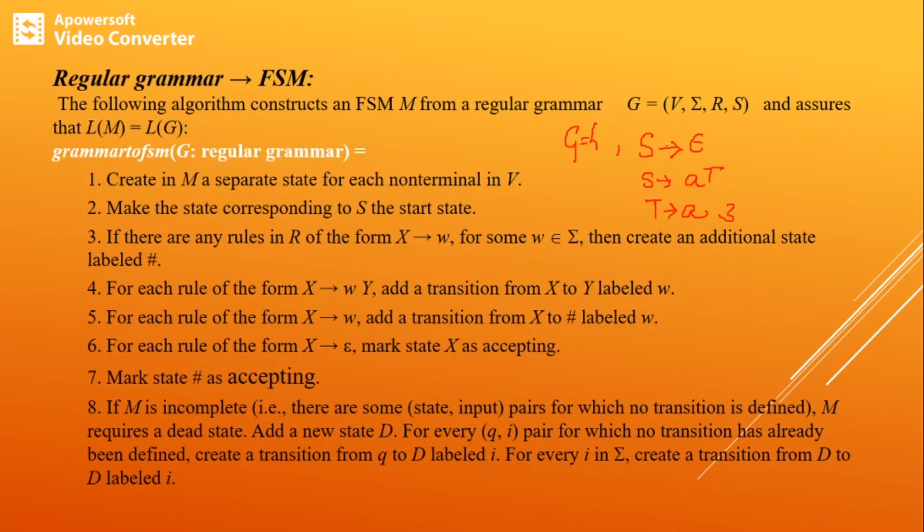Now, what are the variables? Variables are non-terminals and terminals. Now, let's identify the non-terminals. How do you identify? All the LHS of a rule are non-terminals. S and T are non-terminals.